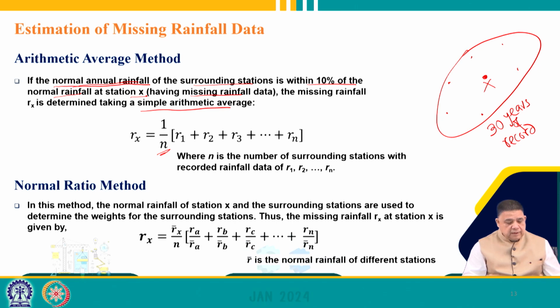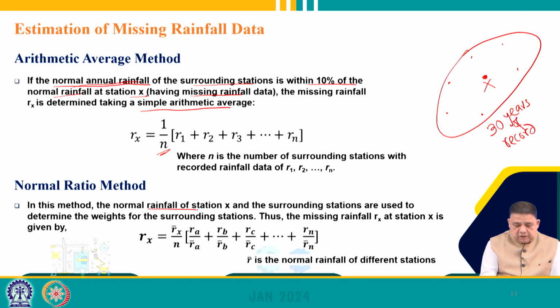That is pretty simple, but this condition has to be fulfilled. The next method is normal ratio method. In this method, normal rainfall of station X and the surrounding stations are used to determine the weights for the surrounding stations. So, in this case you see it is arithmetic average.